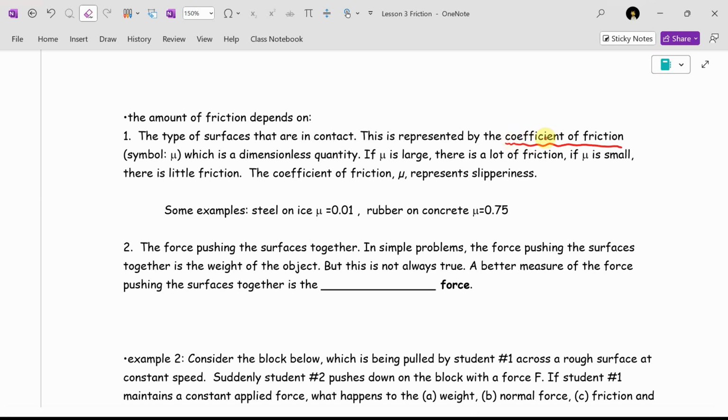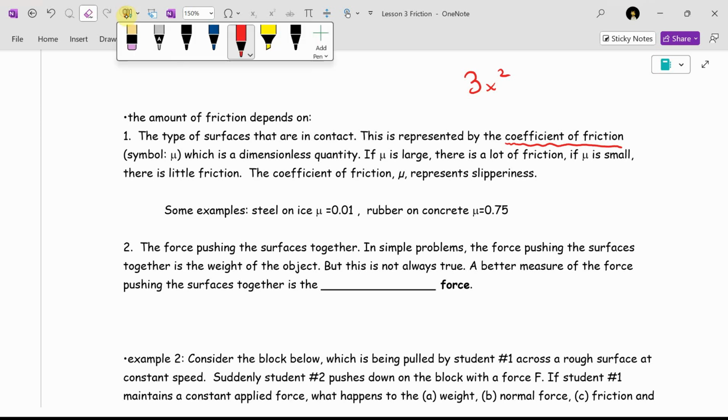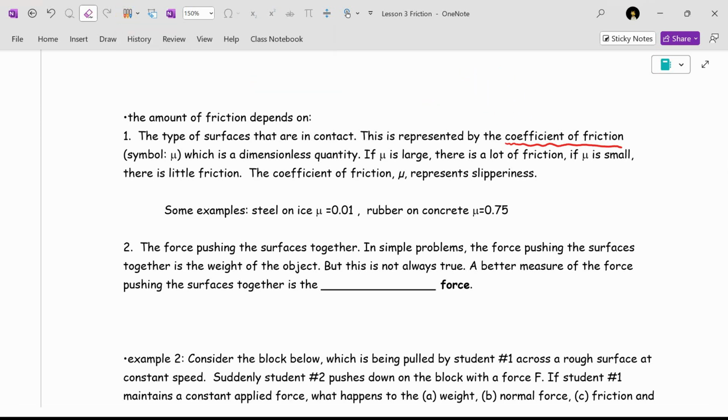Declan, what's the first word there? Starts with a C? When I write 3x squared, which of those numbers is the coefficient? Yeah, a coefficient is something that goes in the front of. That's why the coefficient of friction goes in the front of. It's a dimensionless quantity. What symbol do we use for the coefficient of friction?